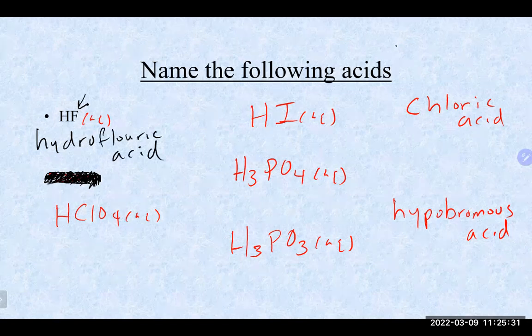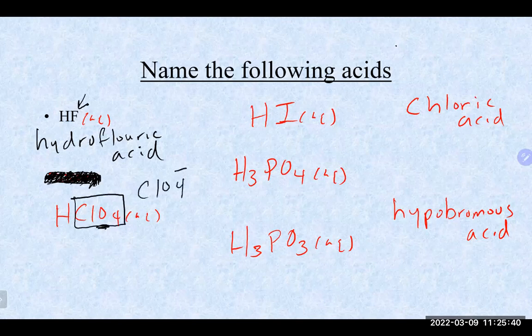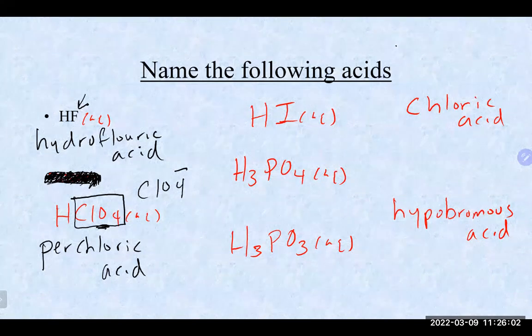Coming down below it, we do see oxygen, so we know it should be a polyatomic ion, which would be this one right here. That is ClO4 minus, which is perchlorate. Since it ends in ate, the acid should end in ic. So this would become perchloric acid. Again, no hydro on this one because it contains oxygen, but we do keep the per part from perchlorate. Any questions on those two?